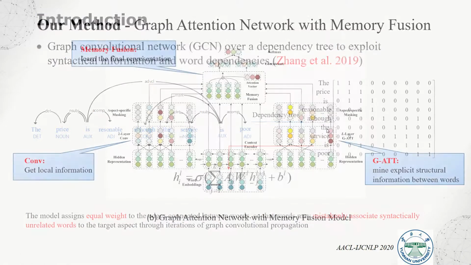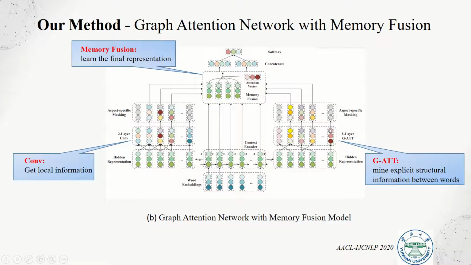Because of the above shortcomings, we have made a specific improvement and proposed the model, graph attention networks with memory fusion. Our model is mainly composed of the following four parts: a context encoder, a graph attention layer, a convolutional layer, and a memory fusion layer, as shown in figure 1.